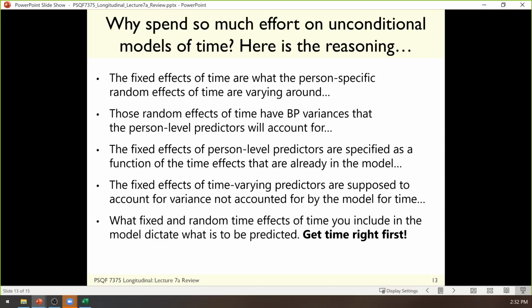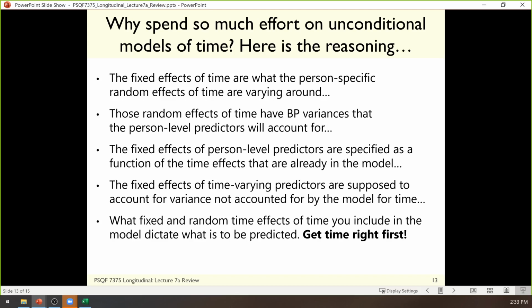Here's my logic. We start with this in layers. We start with fixed effects of time because that's the anchor point for the random effects. The fixed effects are what the random effects are varying around. The random effects then have variances that characterize between person difference. And those between person differences are what the time invariant predictors have to account for. So those person level predictors, which we're starting today, I promise, have to be specified as a function of what random effects there are in the model.